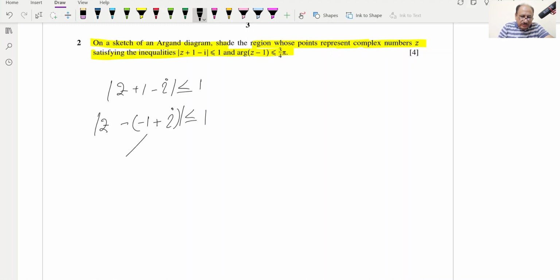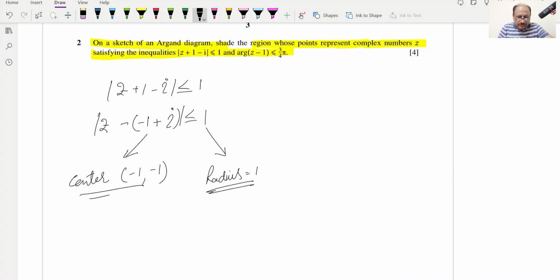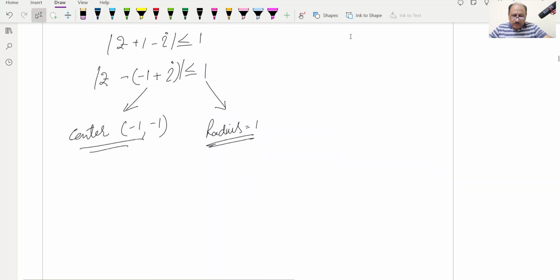We can consider this portion, what is it? This portion is the center of the circle. So the center will be minus 1 and minus 1. And from here we can identify this is the radius, and it is equal to 1. Radius is equal to 1 and center is minus 1 minus 1. So now what we can do, we can draw a diagram, and roughly we can draw a diagram over here.